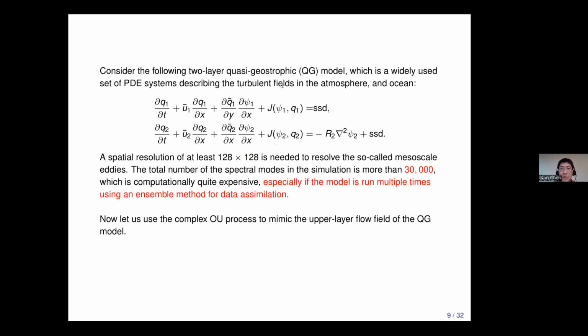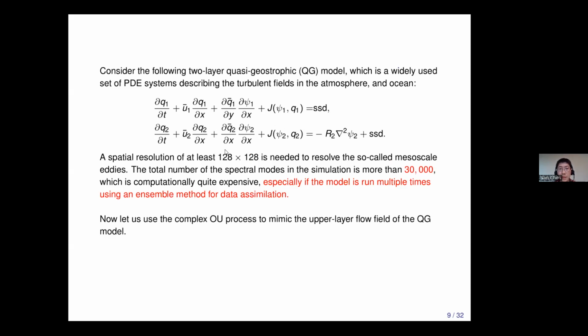So now let me show you a quick example. I call it a simple example, but it's not that simple. Let's say we consider this two-layer quasi-geostrophic equation. If you're not familiar with this equation, just think of it as a set of PDEs. This kind of PDE is widely used to describe turbulent fields in atmosphere and ocean science.